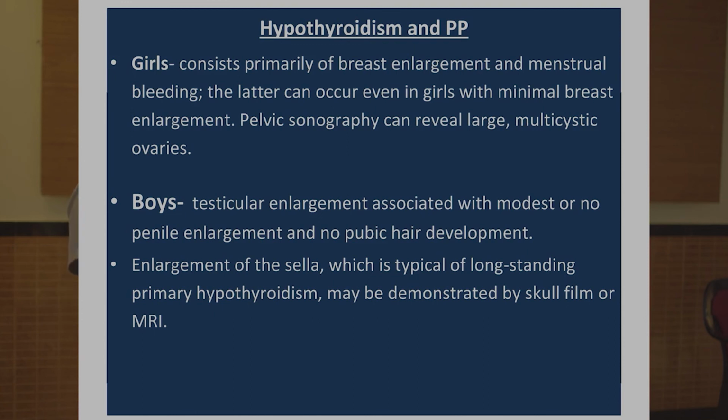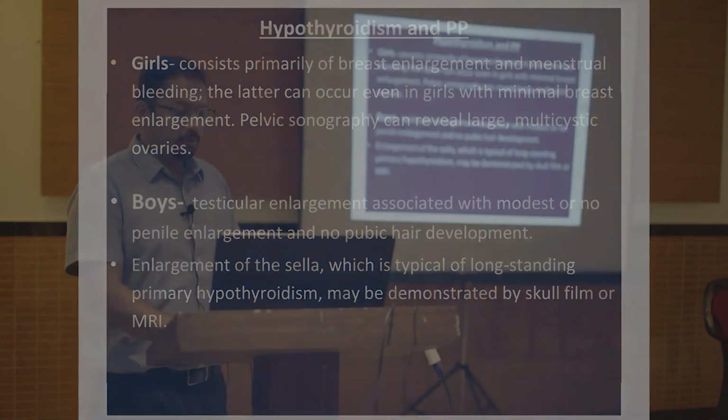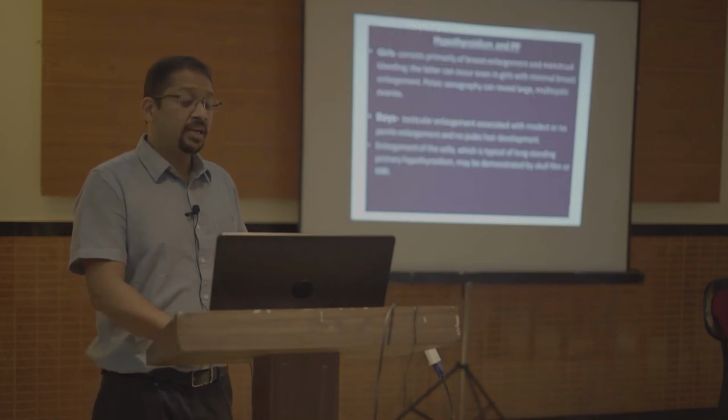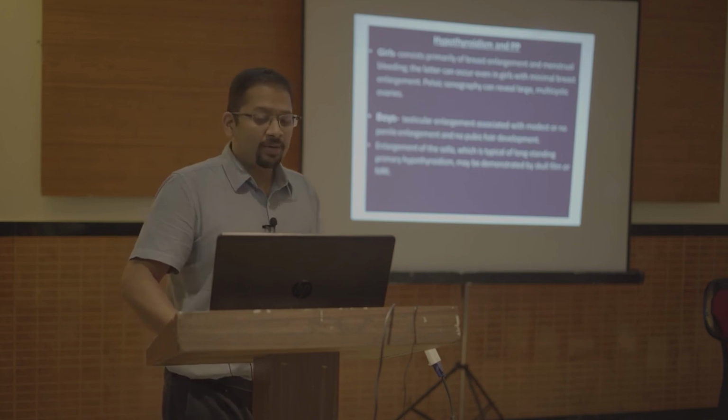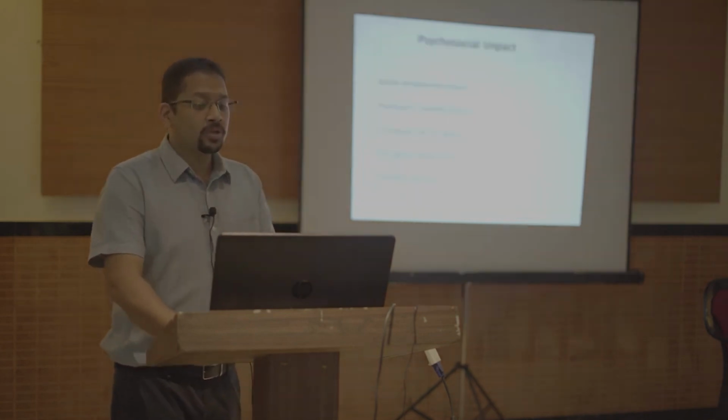So the mechanism, as I told, is specificity spillover: the higher TRH level at the level of the hypothalamus can stimulate GnRH, leading to a greater FSH rise. The FSH rise leads to menarche and breast development in girls and testicular enlargement in boys.